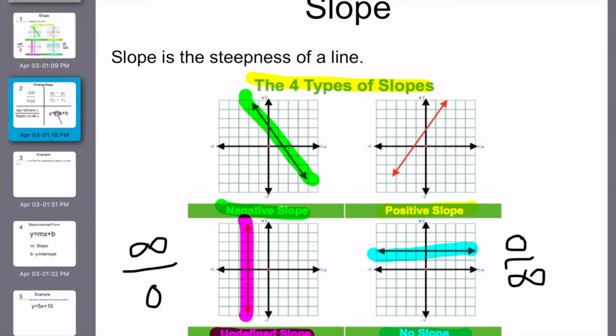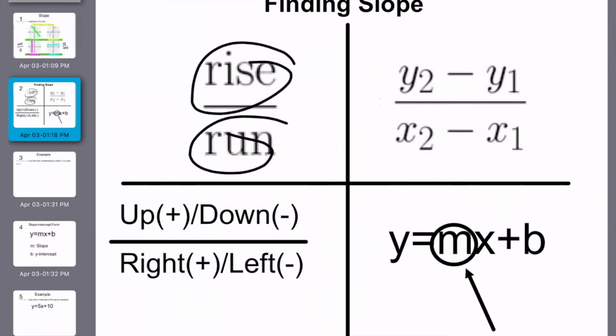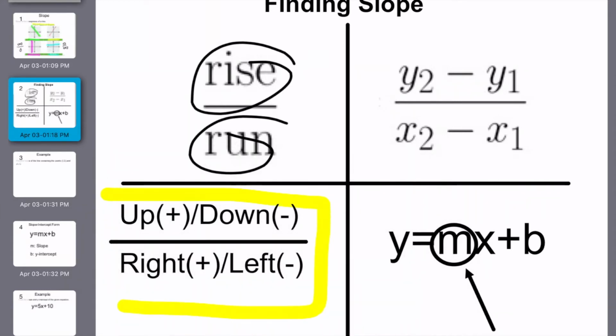So there's also 4 different ways that we've learned how to find slope. Most commonly, we've just looked at rise over run, where it is how much does it go up or down by, and then right or left. And you can also see that that is what is shown down in this left column or this left box down here.